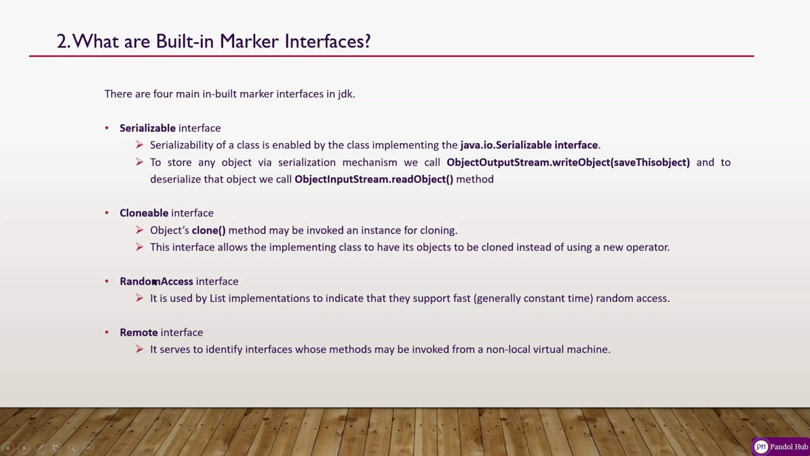So this interface is basically such that some of the collections implement it so that the search process is generally fast. The list is one of the collection types which implements this interface. Next, the Remote interface serves to identify interfaces whose methods may be invoked from a non-local virtual machine. This is also a marker interface, which helps to invoke methods from a non-local virtual machine.